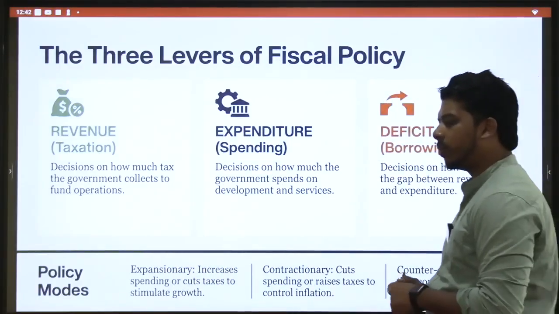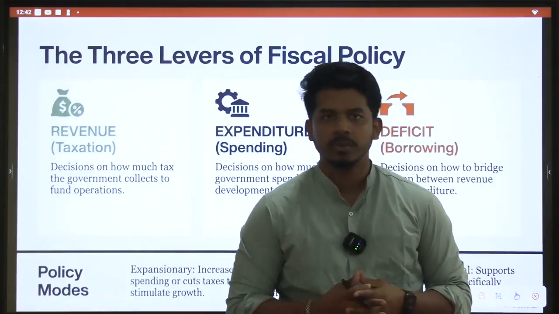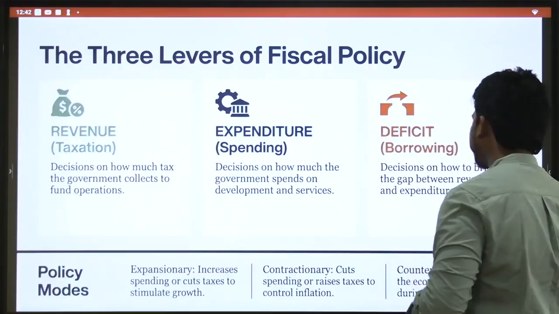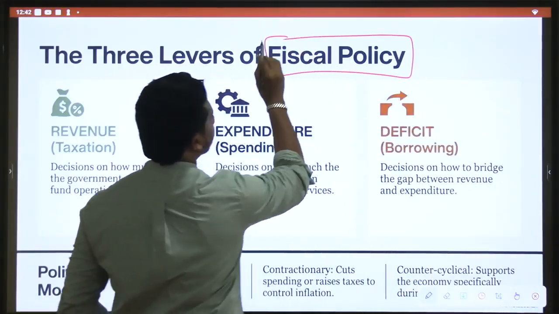So, how to achieve this economic stability? Government has something called fiscal policy. Fiscal policy. How to achieve this economic stability using something called fiscal policy.